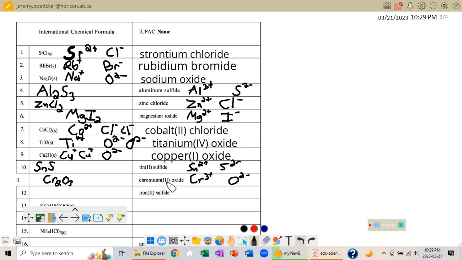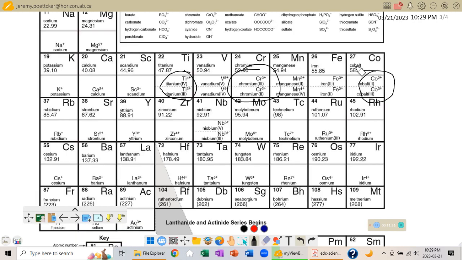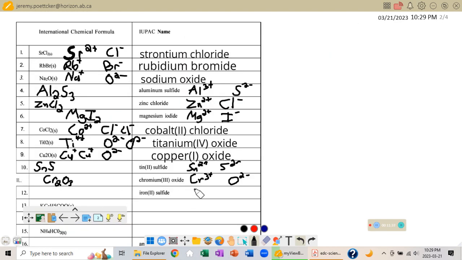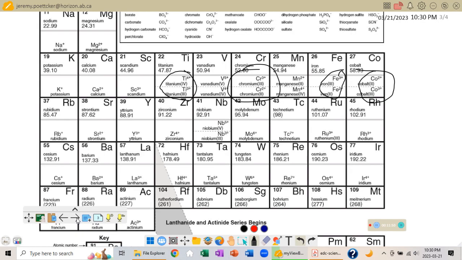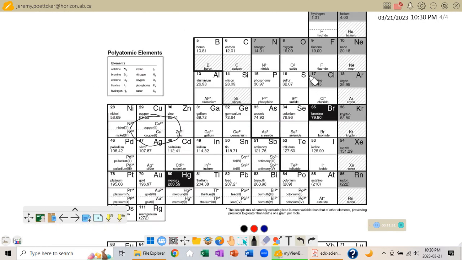Iron 2 sulfide. So look at my periodic table. The iron is going to be 2 plus. There's the symbol Fe. So this is going to be an Fe2 plus. And I keep saying that this sulfide is always 2 minus. I can find that on my periodic table too. Here's sulfur. It becomes sulfide, which is a 2 minus charge.